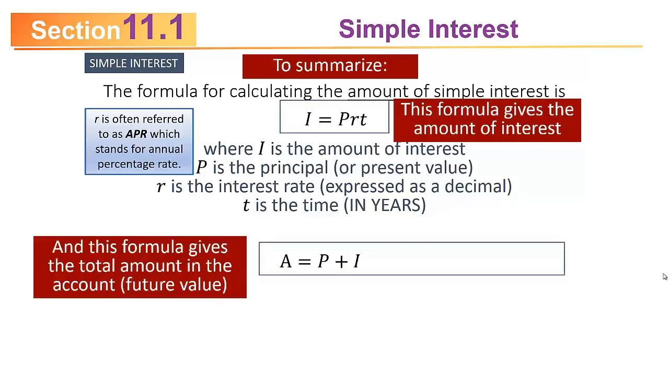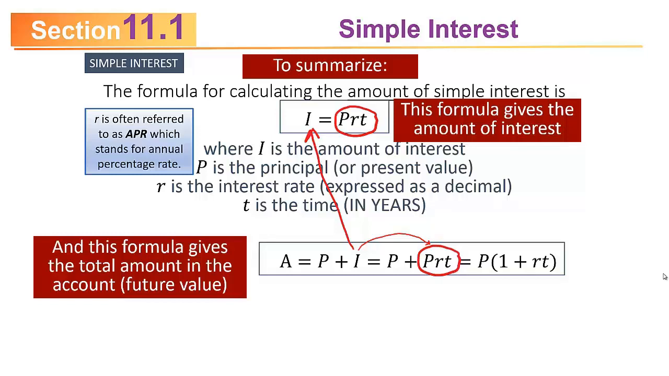If I want to know how much is actually in the account, I'm going to call that capital A. The future value is capital A. It's simply the principal plus the interest. We've already talked about that. But notice that I, capital I, is really PRT. So if I took that capital I out and substituted PRT, I have a capital P in both terms. I could actually factor a P out and get P times the sum of 1 plus RT.